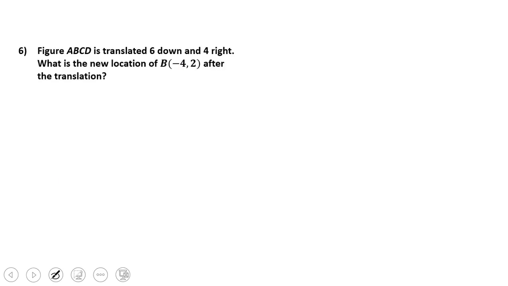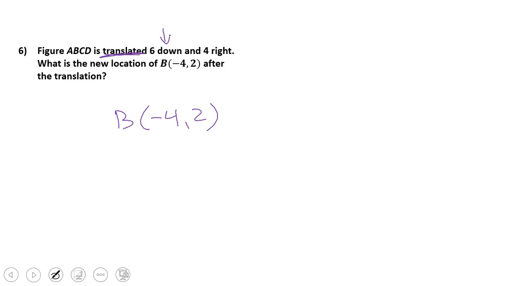And this next example is just what I was talking about a moment ago. Figure ABCD is translated 6 down and 4 right. What is the new location of B prime? Or what is the new location of B, which is at -4, 2, after the translation? So here we have B, which is at -4 and 2. And we're going to translate it.